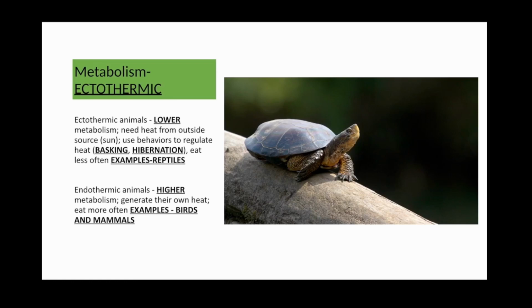Endotherms have a higher metabolism because they generate their own heat from within themselves. So endo means within, thermic heat, inside heat. They're making their own heat. Ectotherms, outside heat. They have to go out and find the heat. Either way, both want to warm themselves up. So for endotherms, some examples will be birds and our mammals.